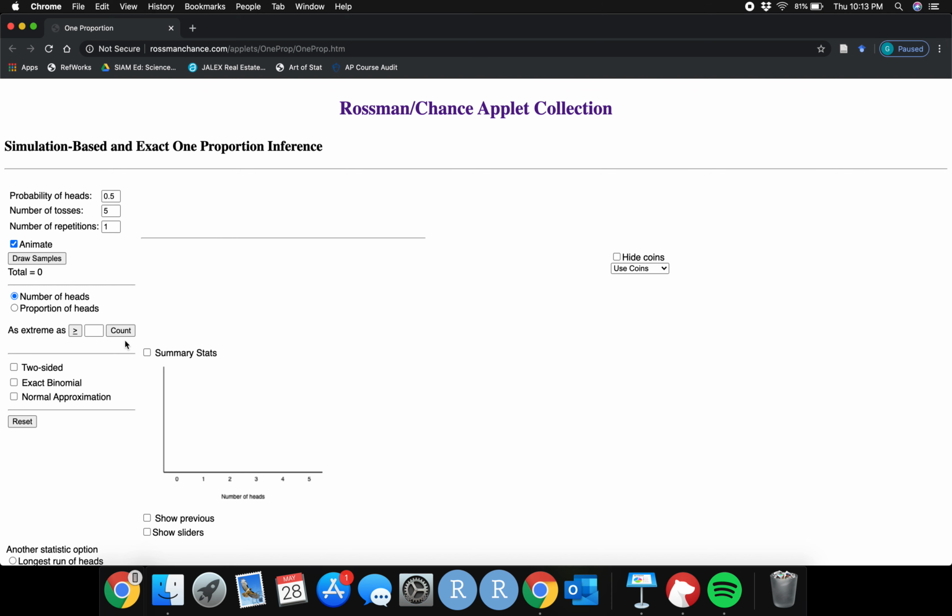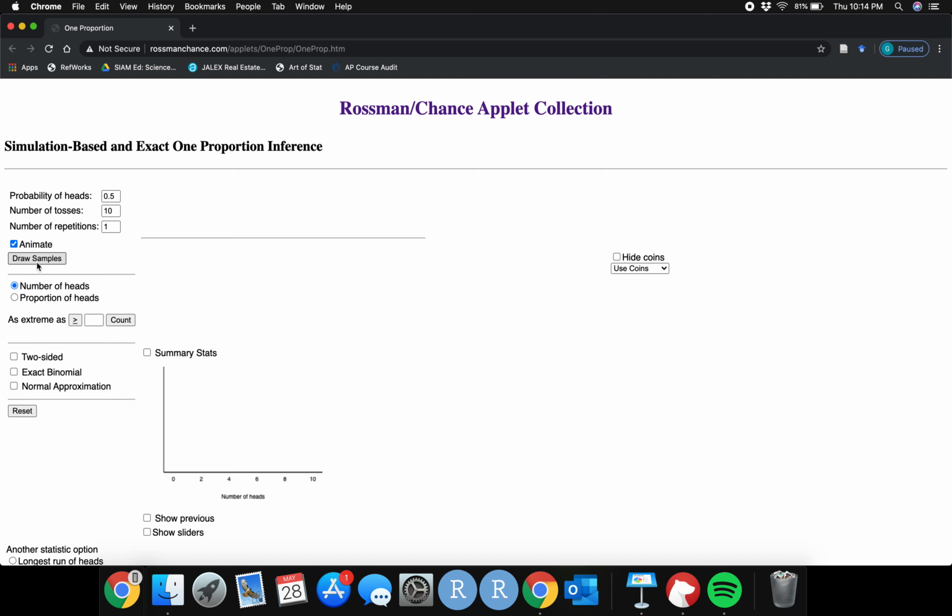And so you have a bunch of options over here. We're only going to worry about the top. So I've got a fair coin. I'm trying to flip a fair coin 10 times. And if a coin is fair, then the probability of landing heads is going to be 50% or 0.5. And I want to flip the coin 10 times. And so let's do it.